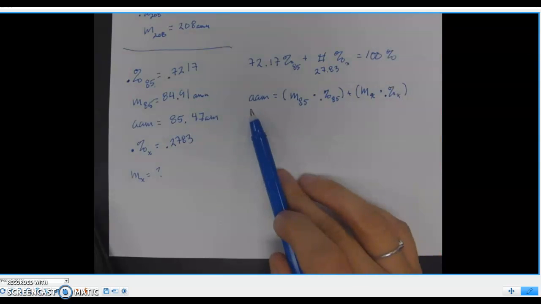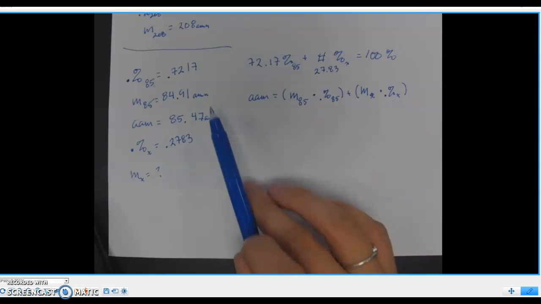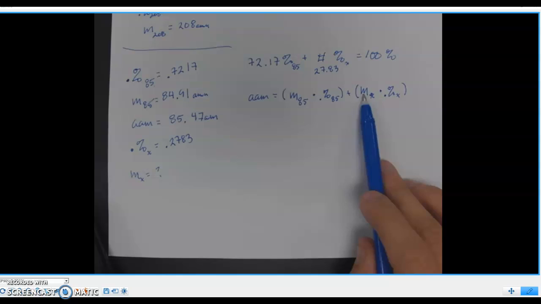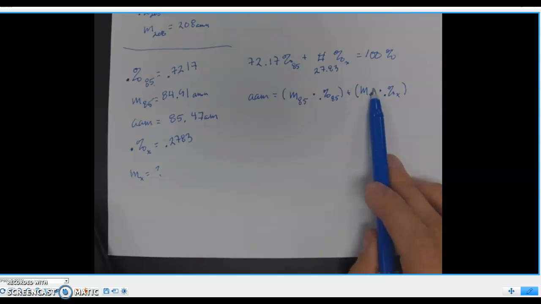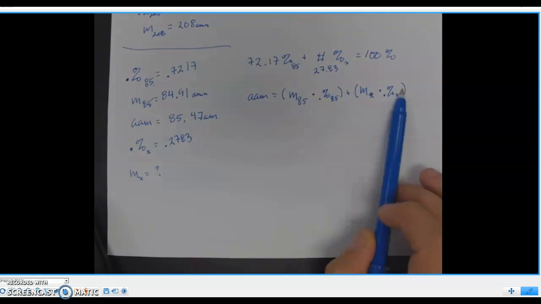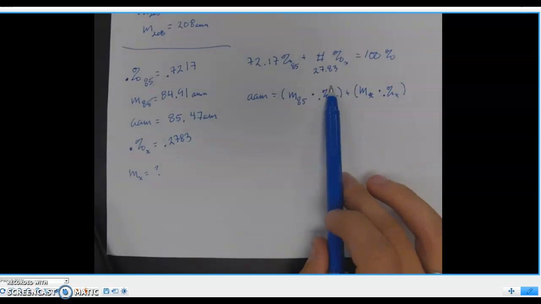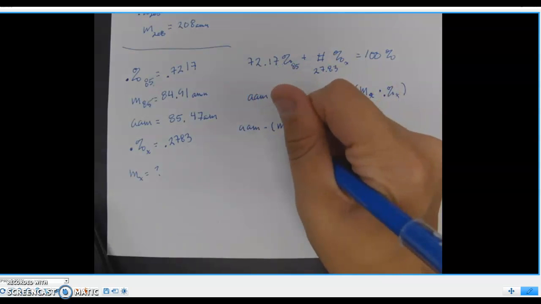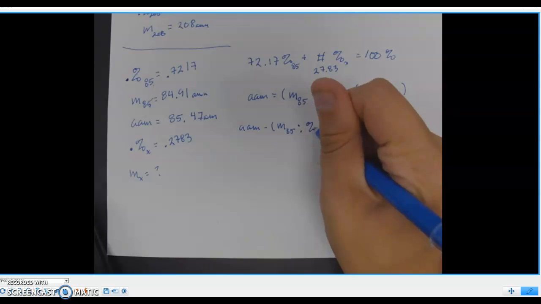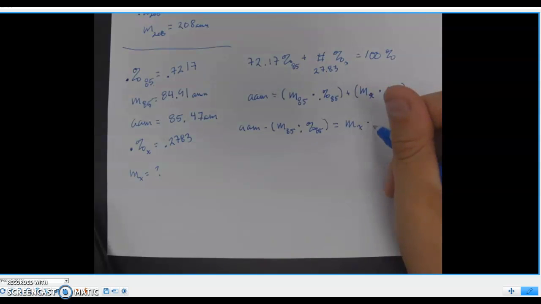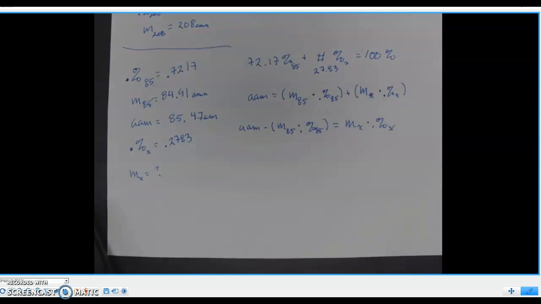Okay? I know what this is, I know what this is, I know what this is, I know what this is. It's all included in my list here. What I don't know is this mass of X of my unknown isotope. So I'm going to rearrange this equation to solve for this. Okay, I'm going to isolate this. And the first thing I notice is this whole component here is added to this component. So I'm going to subtract it from the other side. So average atomic mass minus this whole thing, well, that's going to equal the mass of X multiplied by that decimal percentage of X.